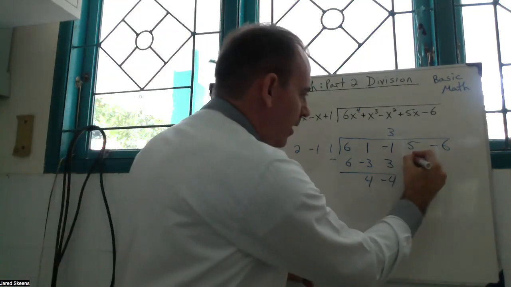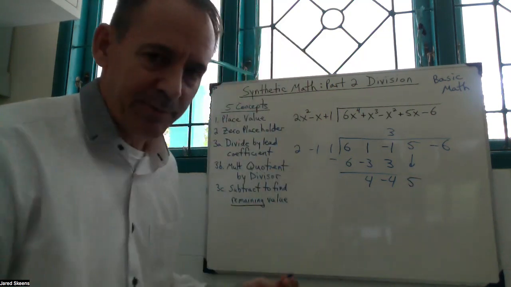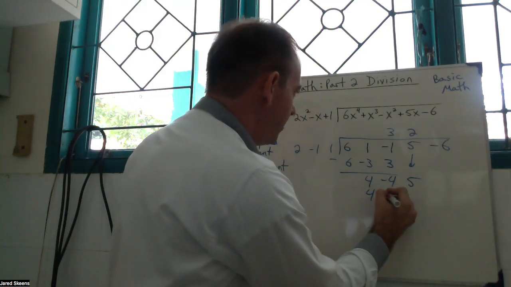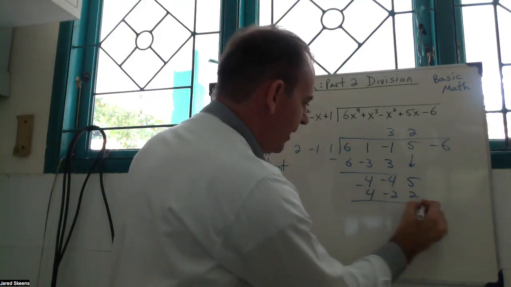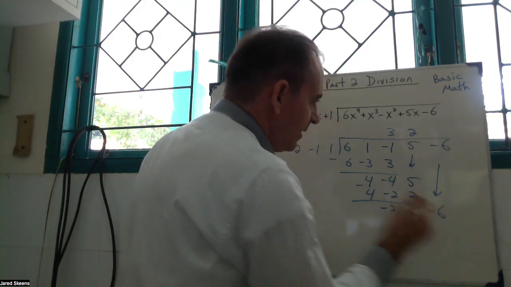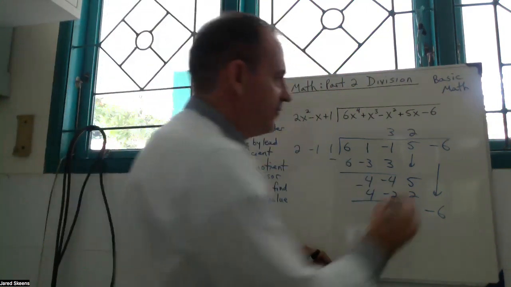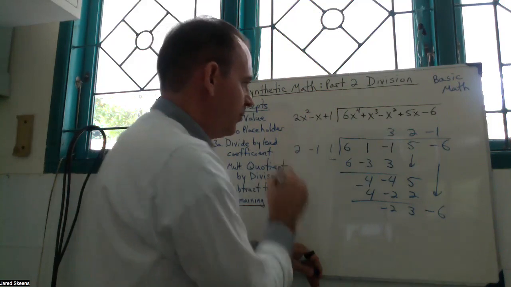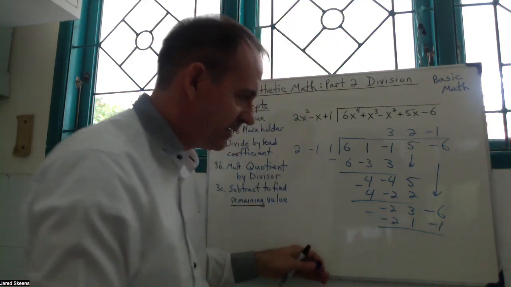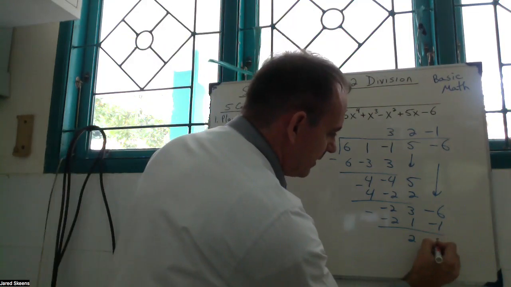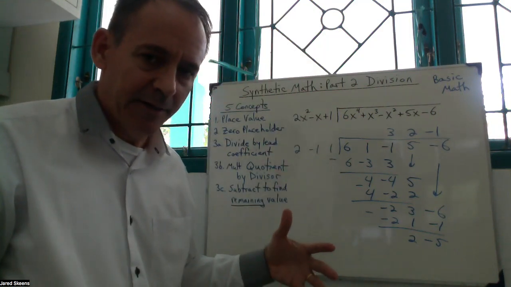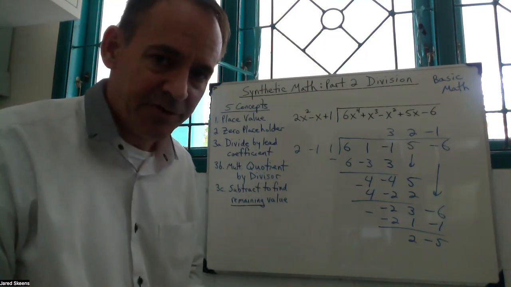Then you bring down the next column, 5, and you repeat the process. 2 goes into 4 twice, multiply it back, 4, -2, 2, subtract 0, -2, 3, bring down the next one, -6. 2 goes into -2 -1 times. So we get -2, +1, -1. We subtract again, we get 2 and -5. So I basically followed the long division way, just without the variables and exponents.